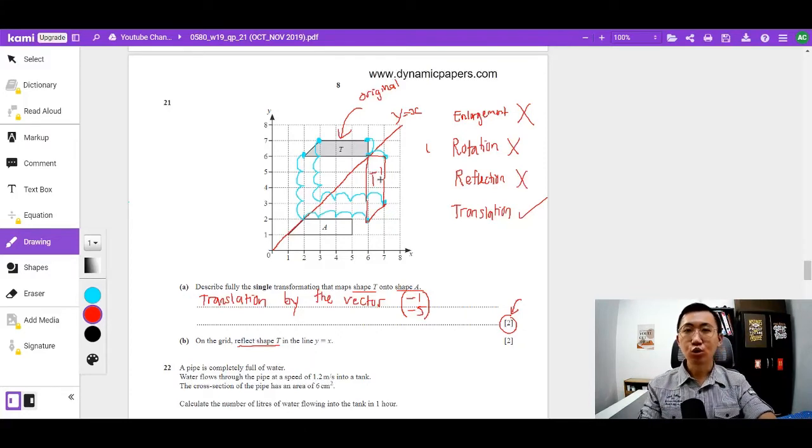Okay, so make sure you know how to see reflection. You can check yourself out in the mirror lah. Every day you go and see reflection. Okay, so this is 2 marks. Right, so that is question number 21.